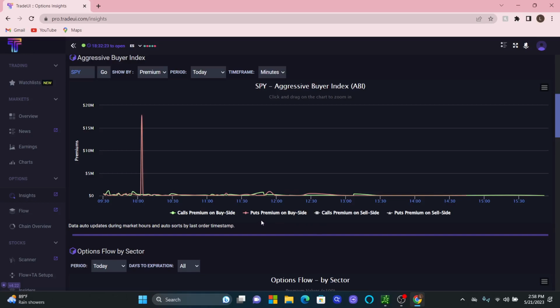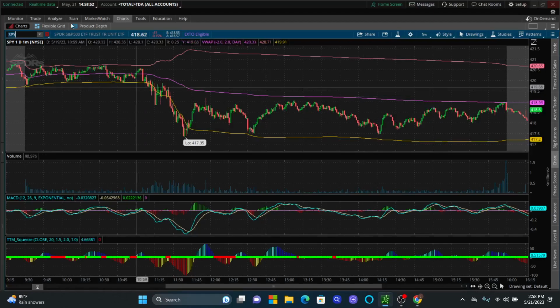And if you look here, we only have one big spike, so it's a great example to show you how powerful this tool is. We had at 10:03, we had $18 million roughly of puts coming in on the buy side. That tells us that there's a huge dip in the market coming. So let's look at the chart and line it up.